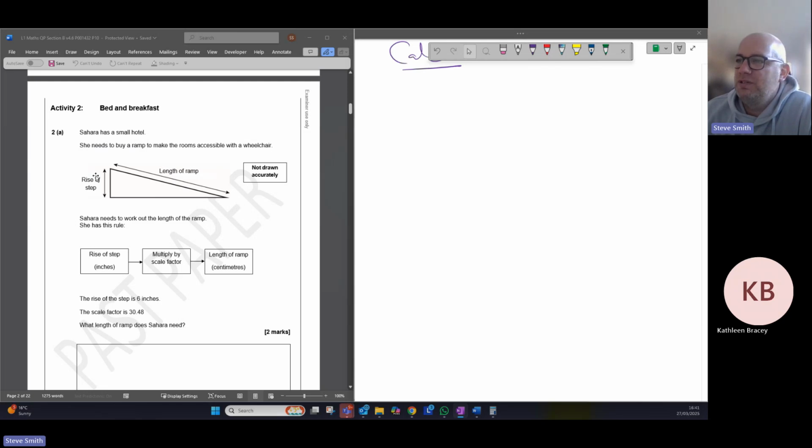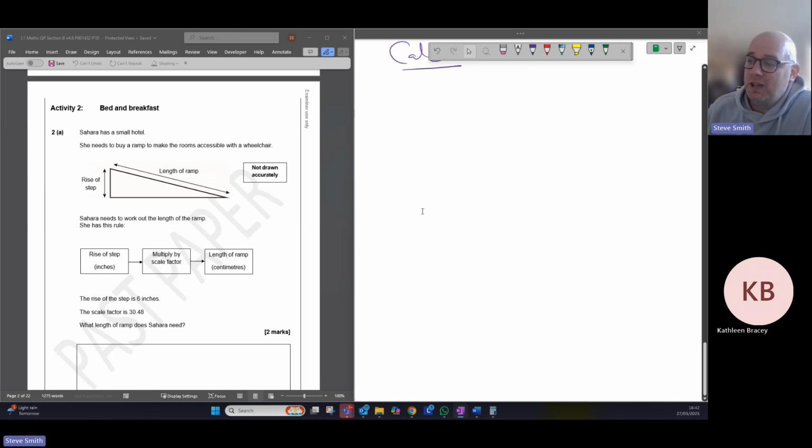Sahara. I'll call her Sahara. If somebody's got that name and it's actually Sarah, I apologise. But Sahara needs to build a ramp to make rooms more accessible with a wheelchair. So Sahara needs to work out the length of the ramp. She has this rule: rise of step in inches multiplied by the scale factor equals the length of the ramp in centimeters. So again, we don't have to remember anything here. We just put it in the machine.